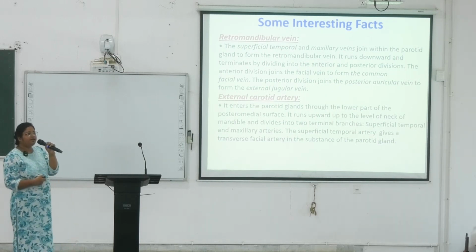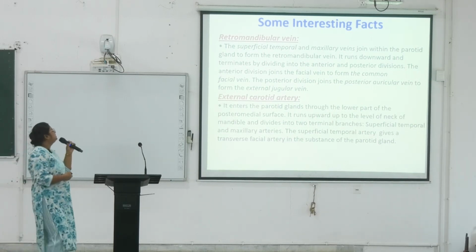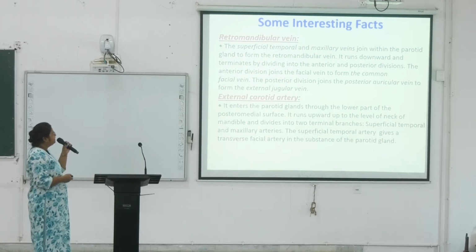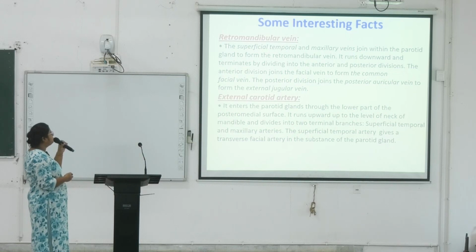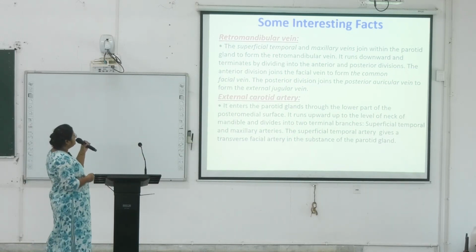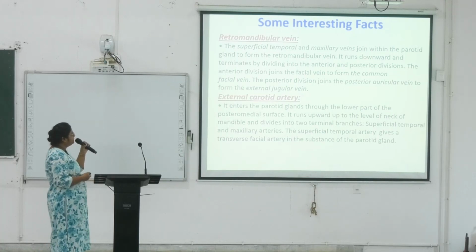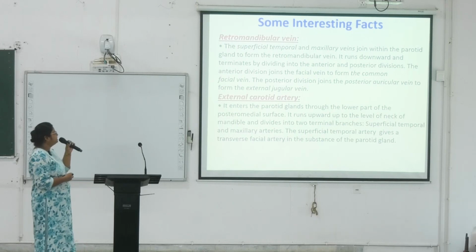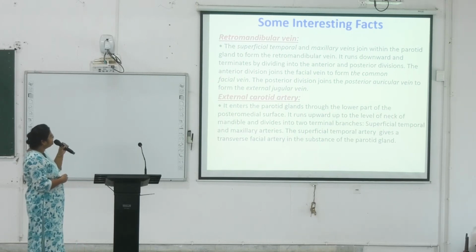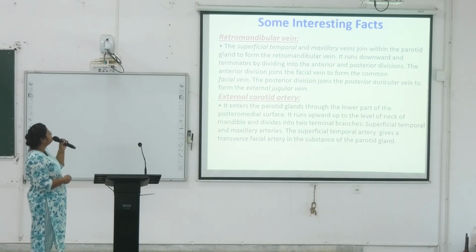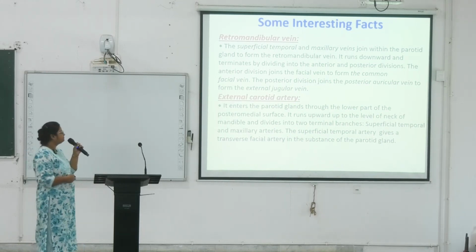Next, we go to the retromandibular vein. The superficial temporal and maxillary veins join within the parotid gland to form the retromandibular vein. It runs downward and terminates by dividing into anterior and posterior divisions. Anterior division joins the facial vein to form the common facial vein. Posterior division joins the posterior auricular vein to form the external jugular vein.